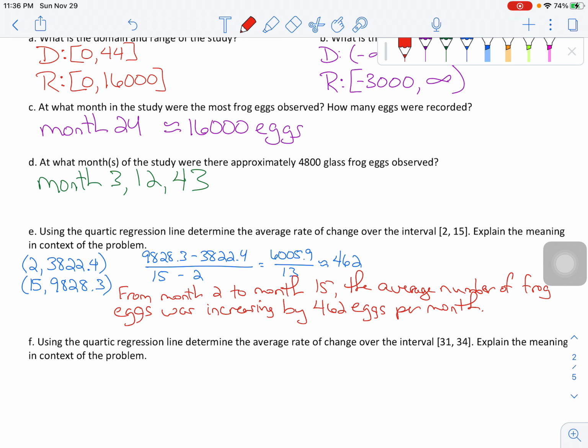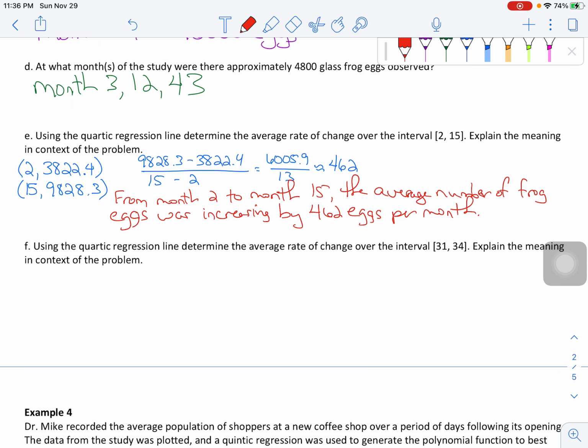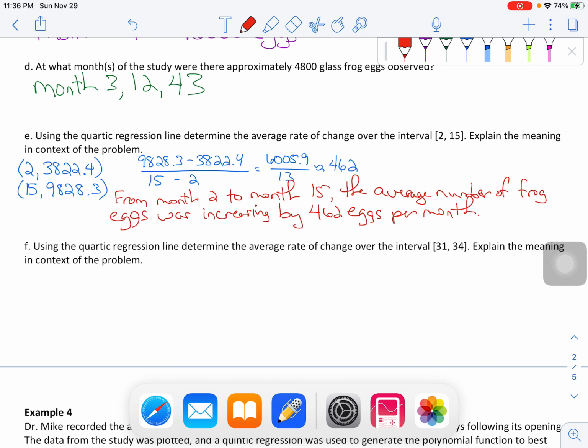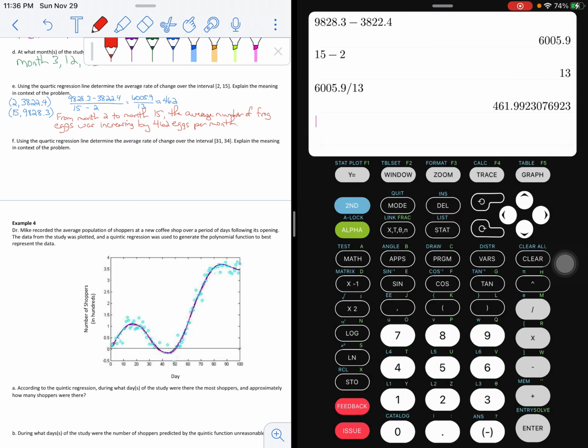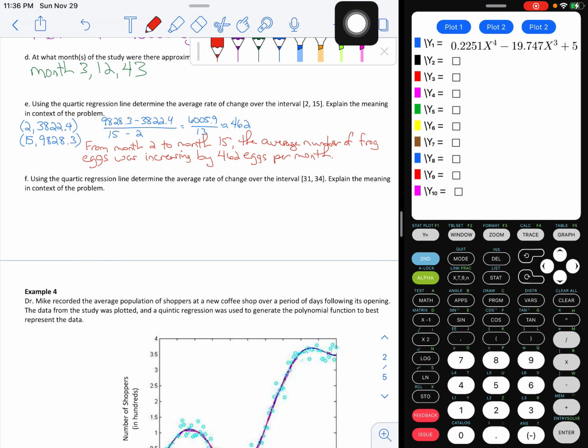All right, I believe part F is going to be the last part of this problem. Let's see, to use the Quartic Regression to determine average rate of change over the interval 31 to 34. All right, so I'm going to hope that Calculate 84 will be useful this time. All right, so I'm going to go ahead and slide it over just a touch. All right, I believe, yep.